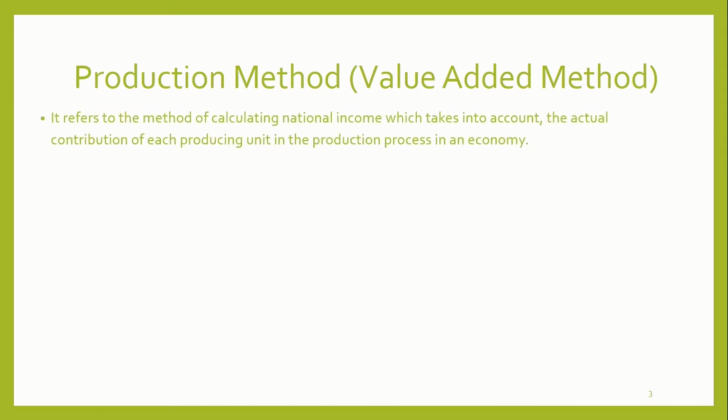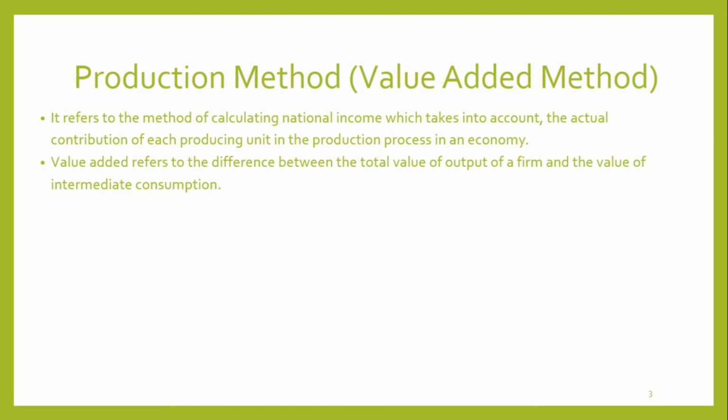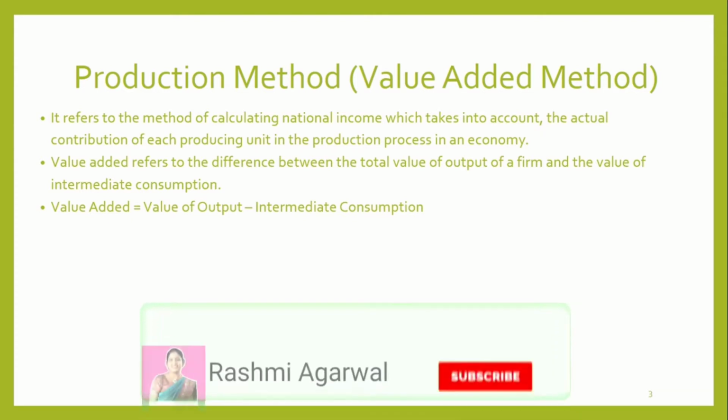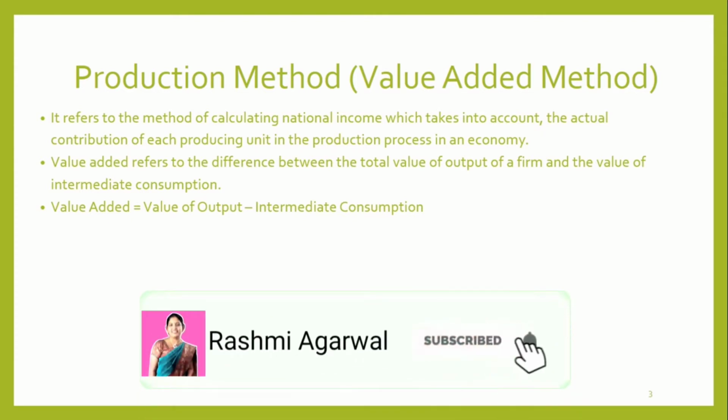It refers to the method of calculating national income which takes into account the actual contribution of each producing unit in the production process in an economy. Value added refers to the difference between the total value of output of a firm and the value of intermediate consumption. Value added is equal to value of output minus intermediate consumption.